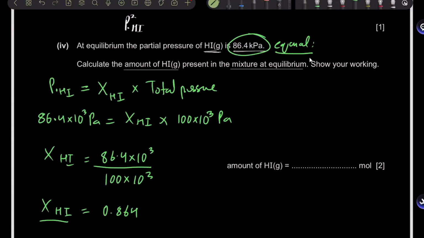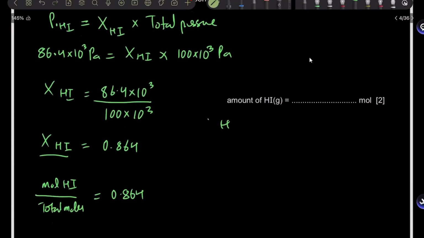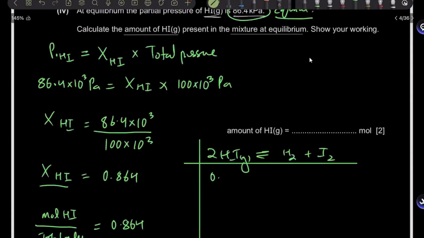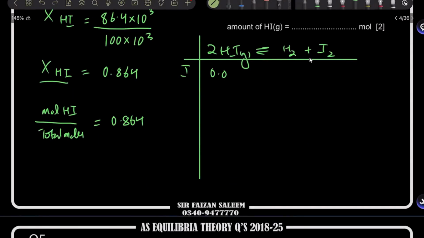Let's make a table over here. So 2HI, gaseous, goes into H2 plus I2. I have the initial moles of HI, which are 0.025. I do not have any initial moles of H2 and I2. I need to find the equilibrium moles, then I'll go on to the mole fraction and the partial pressure. For Kp, I need to find all these things.